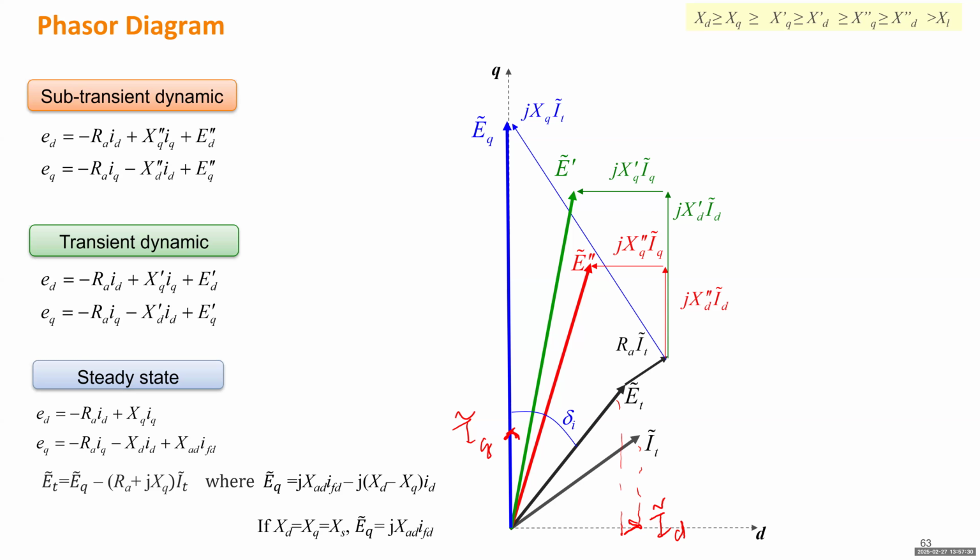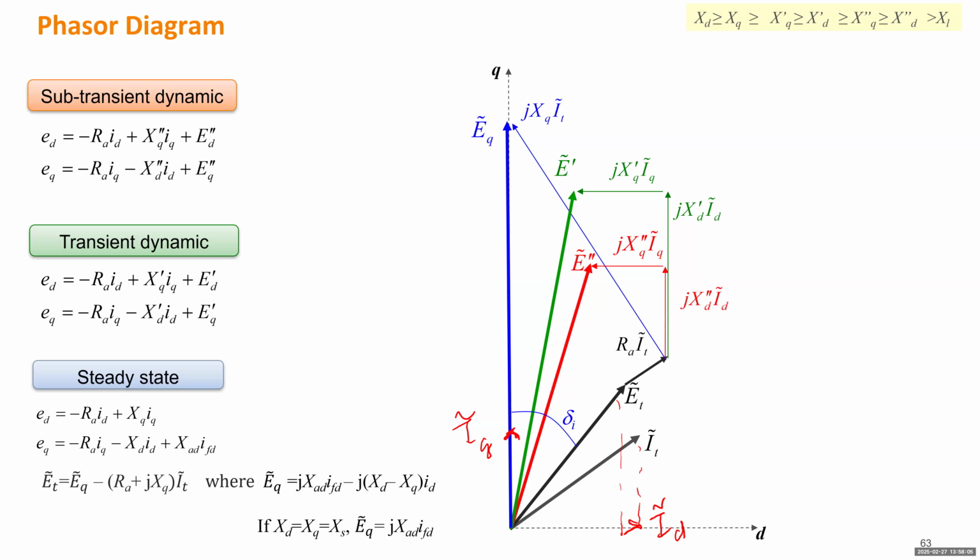Also, the capital EQ tilde, which is the internal voltage of the steady-state circuit, is the longest one, right? The E single prime is shorter, and the E double prime is shortest. But they are all longer than ET, the terminal voltage. But this is not always true. It depends on the field voltage, because a generator can have an exciter to change the field voltage. So if the field voltage decreases, the EQ will decrease.